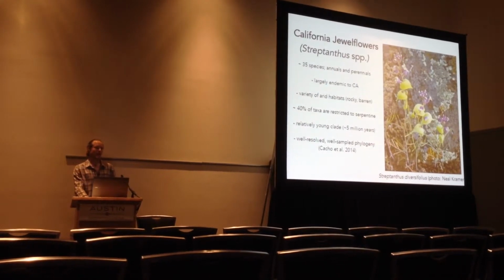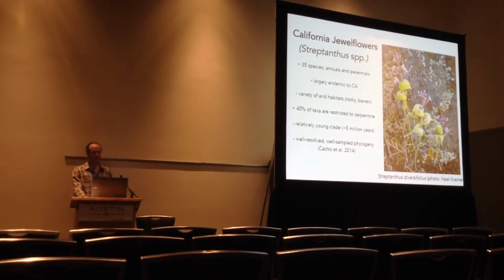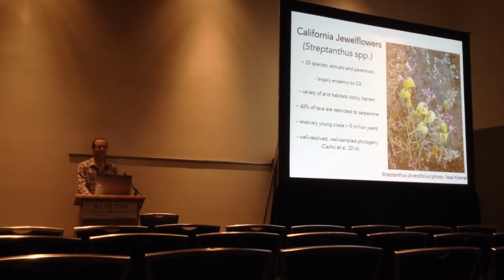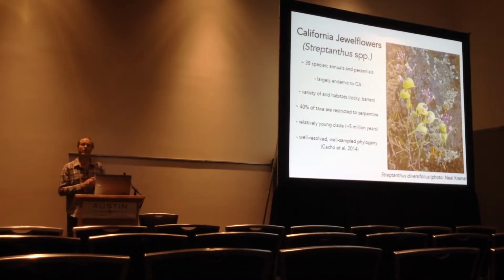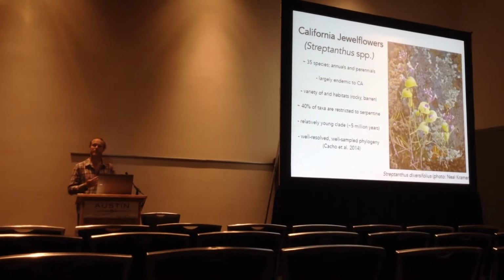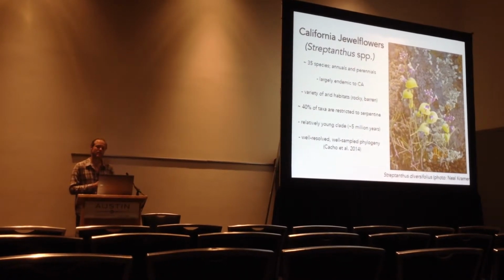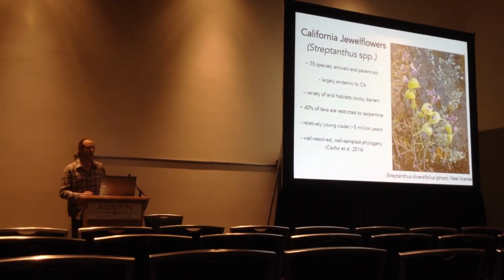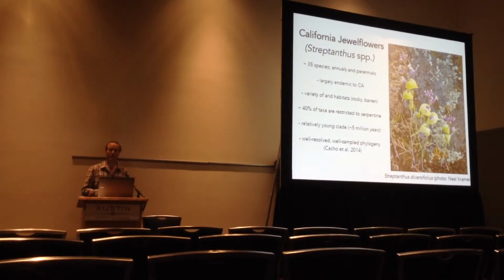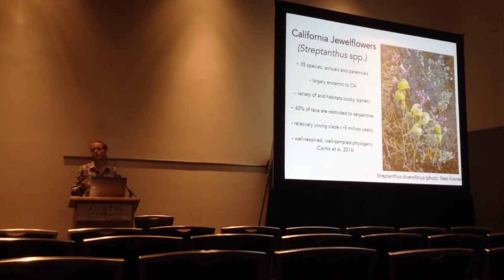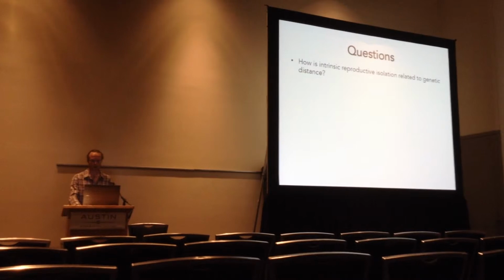I'm doing this in California Jewelflowers, Streptanthus. This is a really cool group of roughly 35 to 40 species. They're largely annuals. They're largely endemic to California. They occur in harsh, arid habitats, and interestingly, we have more serpentine endemics in this clade than any other genus in California. Importantly to this study, we have a well-resolved and well-sampled phylogeny, thanks to Iglu Kachu, and that really lets us know who's related to whom and how divergent they are.